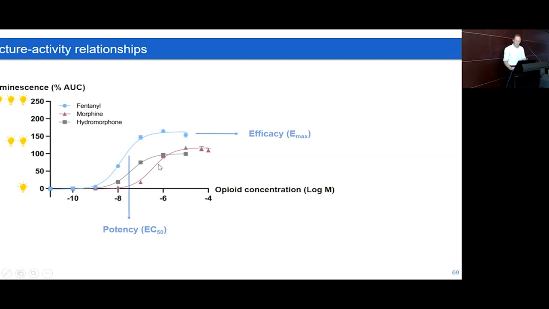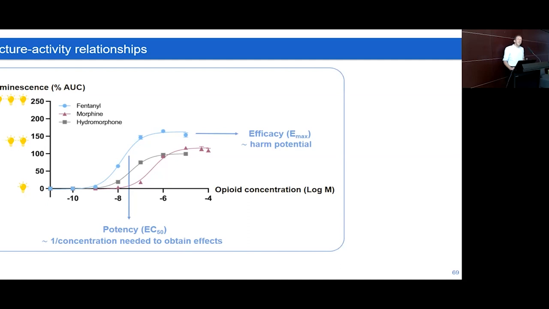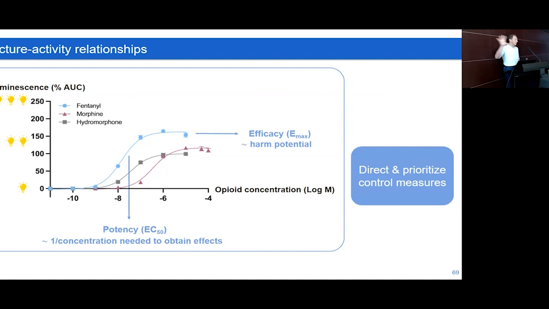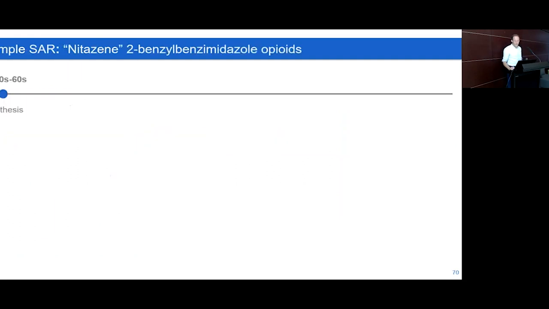The efficacy is also somewhat linked to the harm potential. For the potency, the lower the concentration needed to obtain the effects, the higher the potency. Knowledge of these parameters should allow to direct and actually prioritize control measures. So we are in contact with UNODC, with EMCDDA, with various other labs in order to share our information so that they have very early on knowledge about what the activities are of the newest compounds so that they are prepared when these compounds are present or on the market.